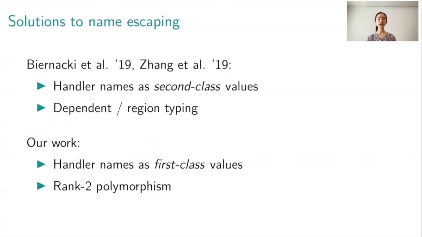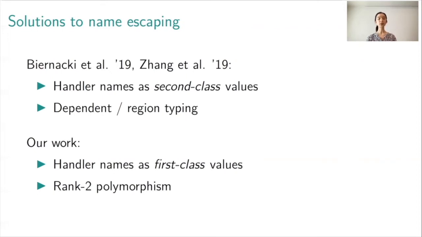The problem of name escaping has been discussed by 2 recent studies. Their solution is twofold. First, they treat handler names as second-class values. This means handler names cannot be returned from a function or put in a data structure or stored in a mutable state. Second, they mention handler names in the type of expressions. So their type system looks like a dependent or region type system. With these design decisions, they were able to build a sound calculus where handler names can never escape.